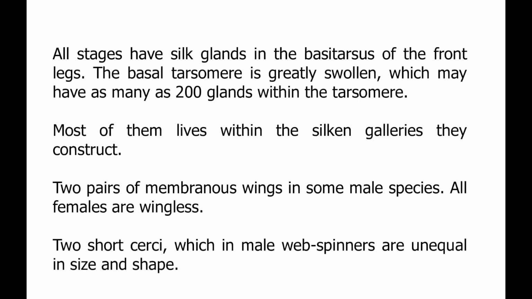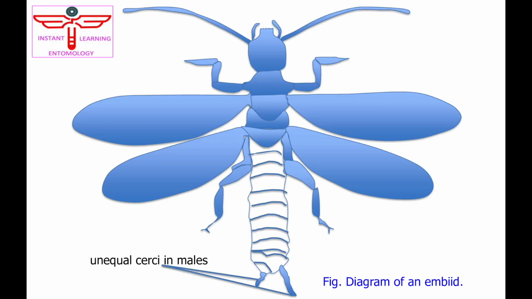Most of them live within the silken galleries they construct. Two pairs of membranous wings in some male species. All females are wingless. Two short cerci, which in male web spinners are unequal in size and shape.